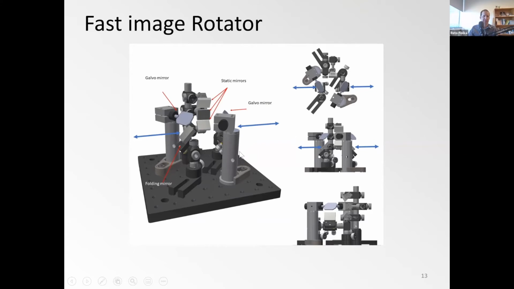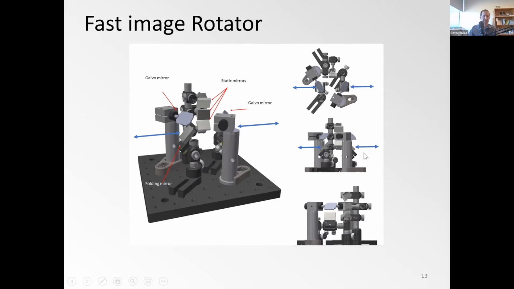So there are 2 additional folding mirrors, but up here is essentially the 2 Galvo mirrors in that horizontal plane inclined by 30 degrees. And then here are 3 stationary mirrors, and the Galvos select over which mirror you bounce off. You could add more mirrors, or you could add less. You can also make a rotator that just goes over plus or minus 45 degrees, which could be interesting as well, but we wanted a pure Gustafsson rotation angles of plus or minus 60 degrees.